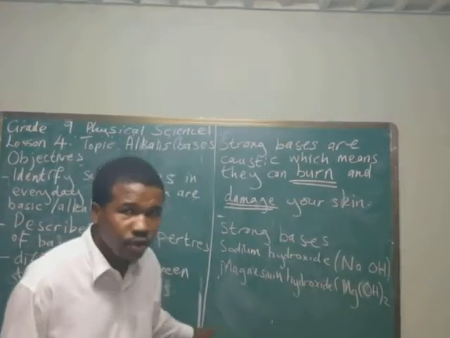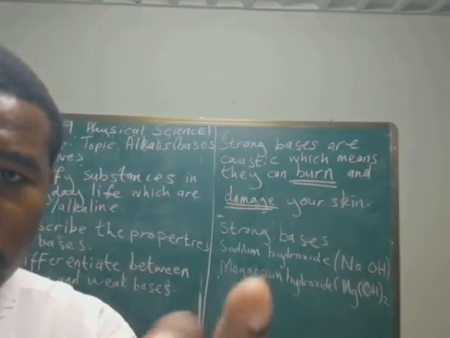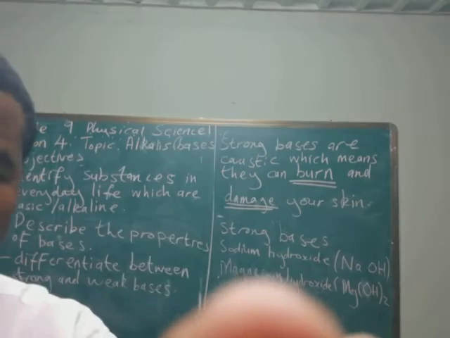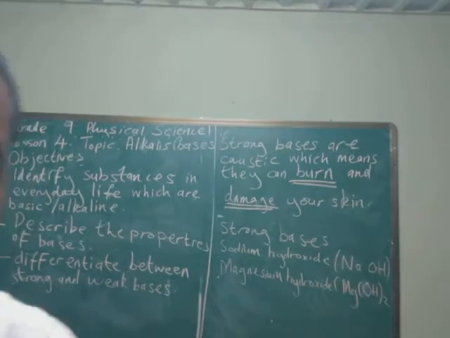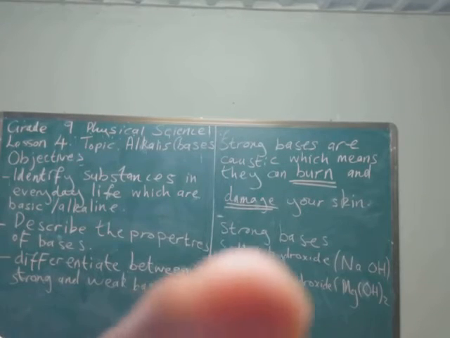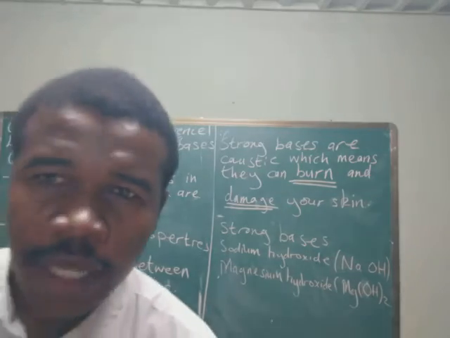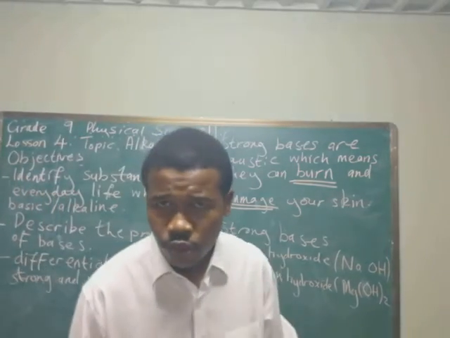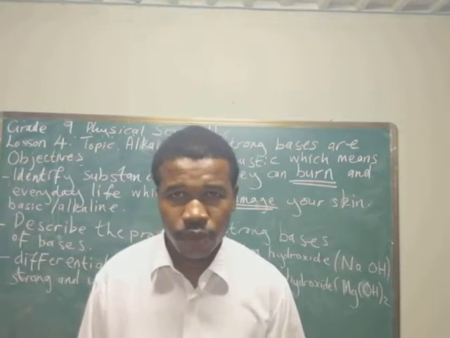Right, so I have put on the board as well 2 strong bases that are there. You can see we have the sodium hydroxide, NaOH, and then we have also the magnesium hydroxide, Mg(OH)2. Right, those are just 2 examples of strong bases that I put on the board.